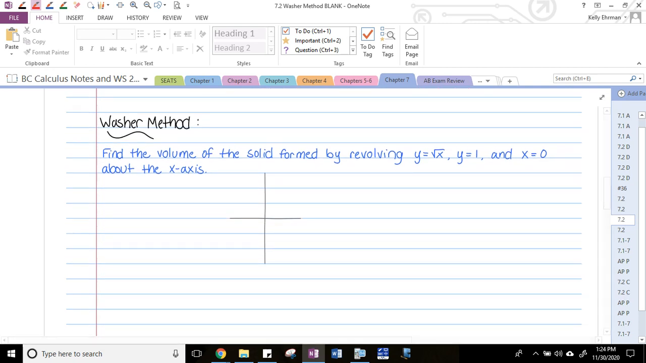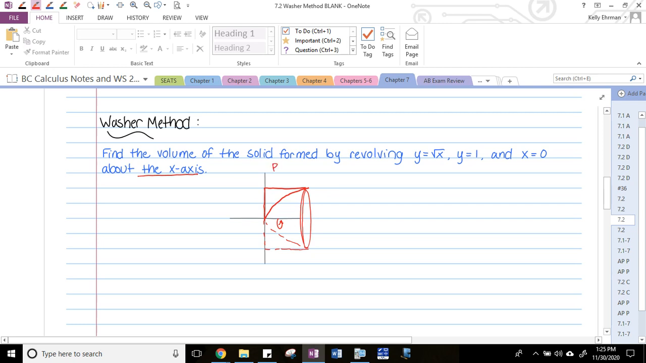Okay, so let's move on to the washer method, still using the square root of x graph. Find the volume of the solid formed by revolving square root of x, y equals 1, and x equals 0 about the x-axis. So that's the graph that we just talked about. This piece right here, revolve it around the x-axis. Okay, so that's weird, right? Because if you were to do that, I'm going to copy my little mirror image shape here. I'd have this. So when I revolve that, there's this big open space.